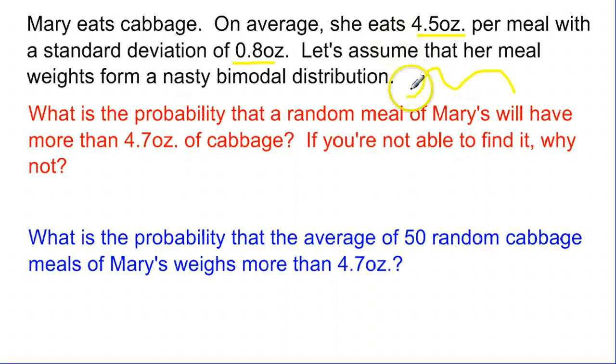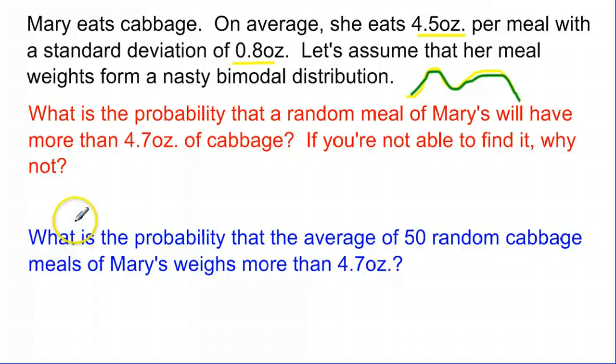So we have some kind of bimodal graph, and I'll make that a little darker. So let's assume that the graph is not very clean to start with. First question asks, what is the probability that a random meal of Mary's will have more than 4.7 ounces of cabbage?